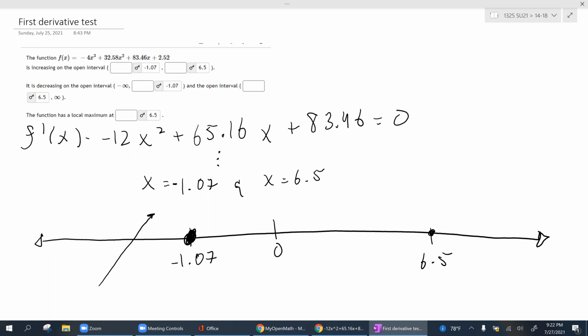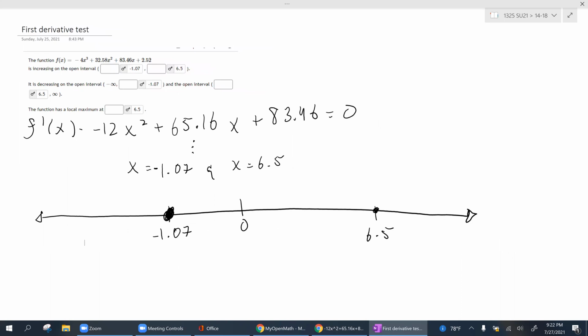Right, so what I need to go ahead and do to find out if the graph is increasing here or decreasing is you're going to choose a point to the left of 1.07 and plug it into the first derivative. So I'm going to go ahead and apply x is equal to negative 2 to my first derivative. You're going to plug that into there. And yes, you need to show your work.